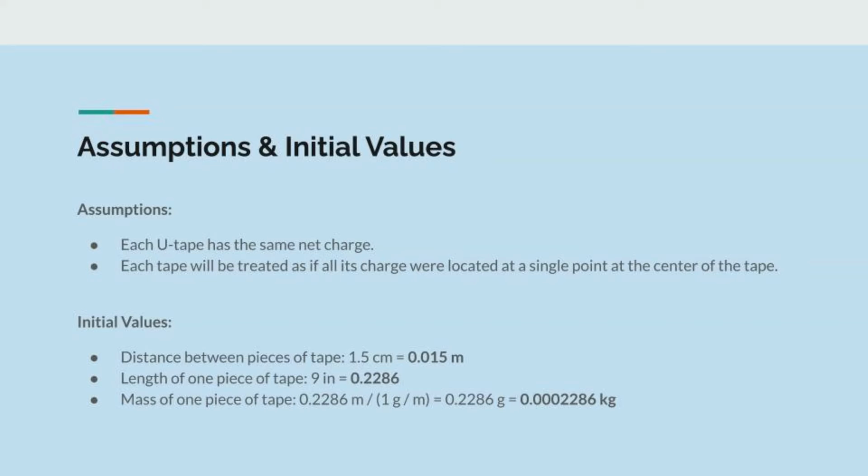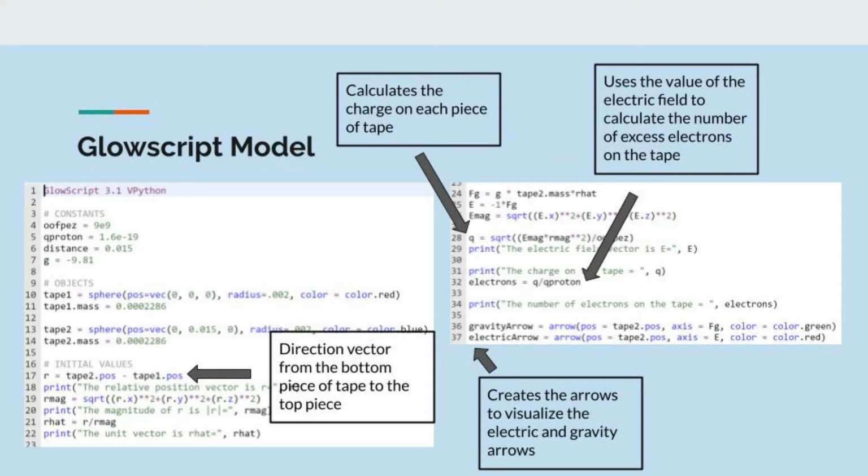The initial values that were used were the distance between the two pieces of tape when the top one began to float, which was 1.5 centimeters or 0.015 meters, the length of one piece of tape, which was 9 inches or 0.2286 meters, and the mass of one piece of tape, which was found using the length and the density, which was found to be 0.0002286 kilograms. This is the code that was used in the GlowScript model.